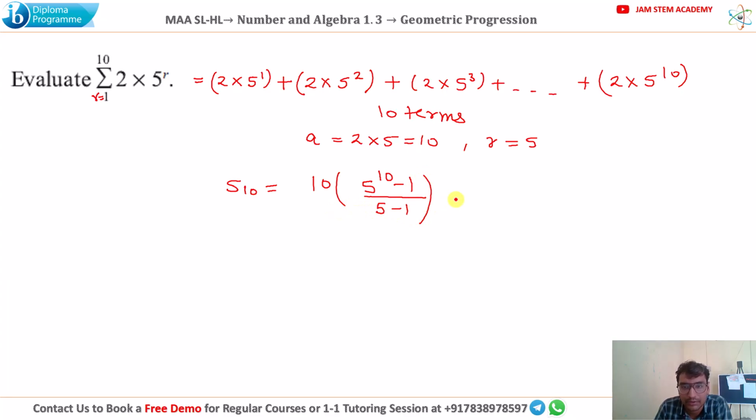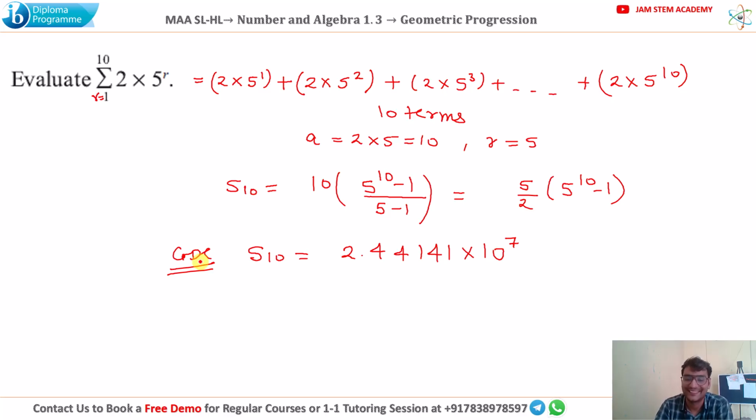Okay, so if a calculator is not allowed, then you can leave your answer with this. 5 minus 1 gives 4, 10 by 4 gives 5 by 2, times 5 raised to the power 10 minus 1. If the calculator is not allowed, you can leave your answer here because it is a very large number, right? If the calculator is allowed, then you can find its value in your calculator in standard form basically. It is coming out as 2.44141 something times 10 raised to the power 7 in standard form.